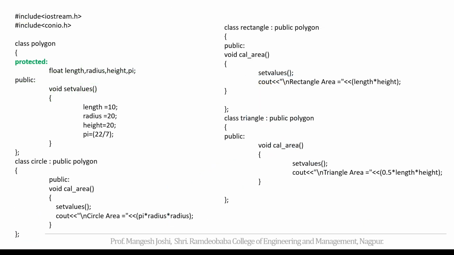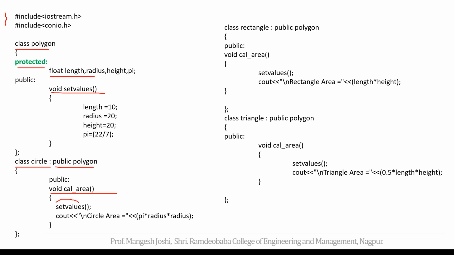Let us see this. We have included the necessary files. Then starting with the base class polygon. So we have created protected members, float length, radius, height and pi. And we have created a function to set the values for length, radius, height and pi, which is 22/7. Now we have derived a class circle from polygon. So we have a function cal_area to calculate the area of a circle.